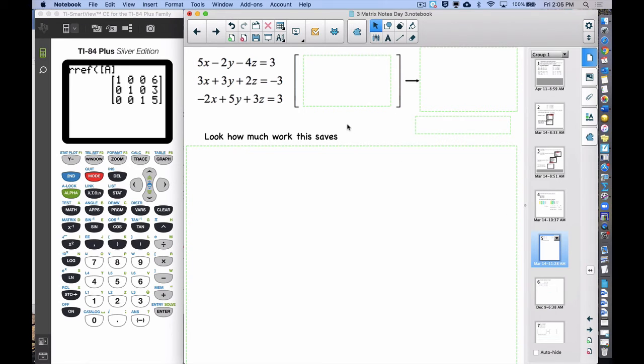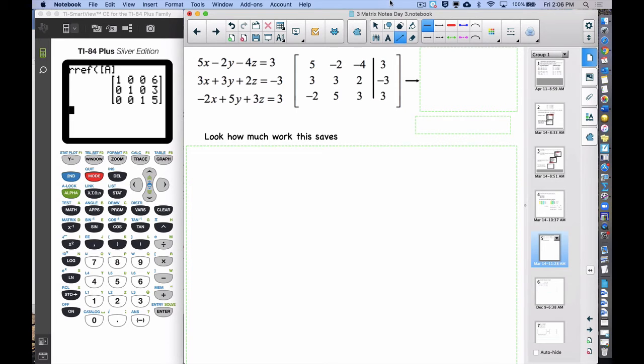Let's try one more then. Here's our original system of equations. So we're going to turn that into an augmented matrix first. And again, if you want, you can draw the line in there. I think that does help some people visually, but you don't have to have it.